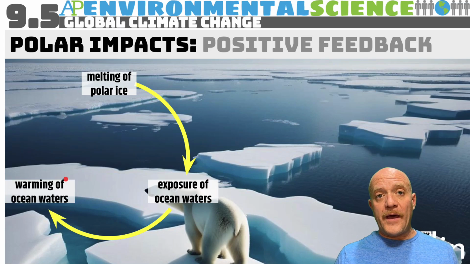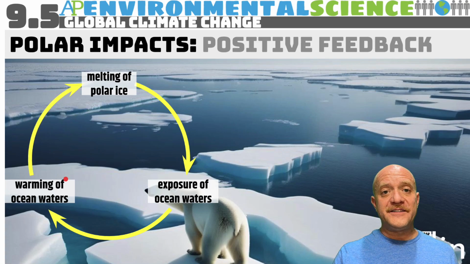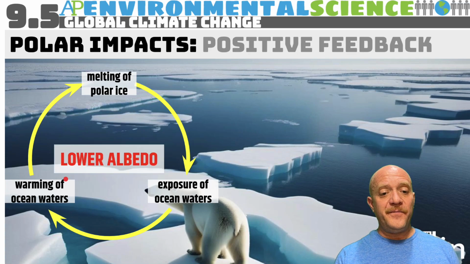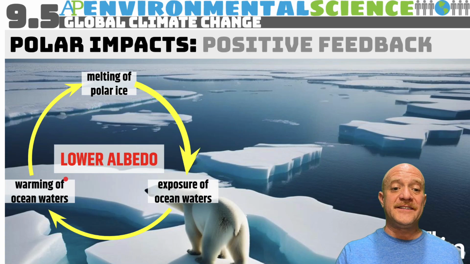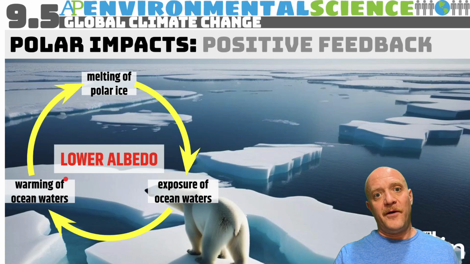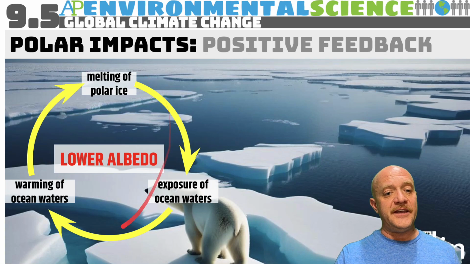So this is a positive feedback loop because melting the polar ice is going to expose ocean waters, which has a very low albedo, and it's going to warm that water up. That warm water is then going to melt more ice. Again, because there's less ice present, it's going to expose more ocean water. Then it's going to warm more ocean water and melt more polar ice. This is just going to keep continuing and continuing.